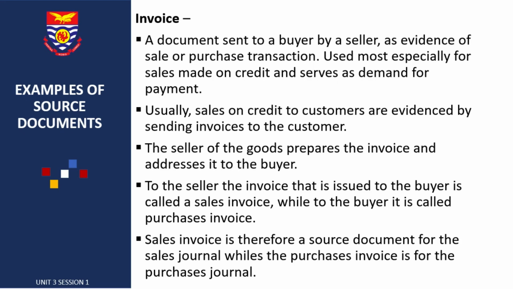Invoice. An invoice is a document sent to a buyer by a seller as evidence of sale or purchase transaction. It's used especially for sales made on credit and serves as a demand for payment. Usually, sales on credit to customers are evidenced by sending invoices to the customer. The seller of the goods prepares the invoice and addresses it to the buyer. So to the seller, the invoice that is issued to the buyer is called a sales invoice, while to the buyer it is called a purchase invoice. Sales invoice is therefore a source document for the sales journal, whilst the purchase invoice is for the purchases journal.